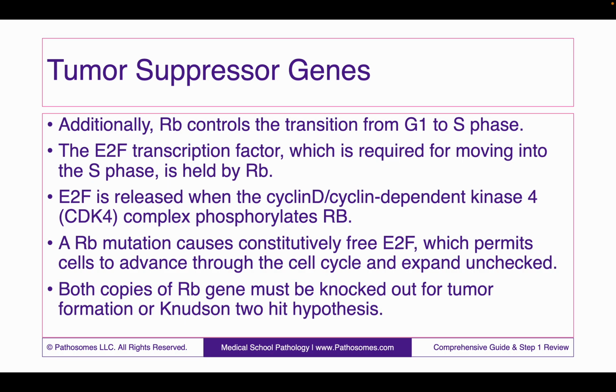We're at the hospital. E2F is released when the cyclin D1 cyclin-dependent kinase 4 or CDK4 complex phosphorylates RB. A RB retinoblastoma mutation causes constitutively free E2F, which permits cells to advance through the cell cycle and expand unchecked. Both copies of RB gene must be knocked out for tumor formation, or Knudson two-hit hypothesis. And note that that capital RB in the third bullet point is retinoblastoma.